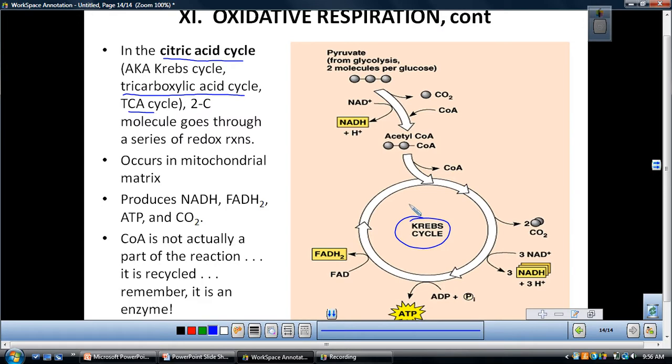I tend to use the old school Krebs cycle, a name that honors Hans Krebs, the German-British scientist who was largely responsible for working out the pathway in the 1930s. So I give Hans Krebs a little credit and use that, although a lot of teachers use citric acid or TCA cycle. We are partaking in oxidative respiration. Remember, we are in the mitochondria, and specifically, we are in the matrix, the liquidy portion, to undergo this.